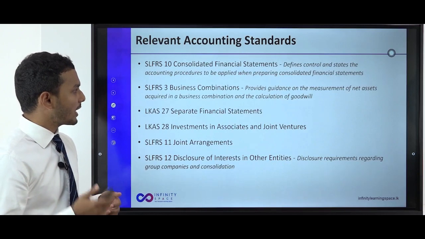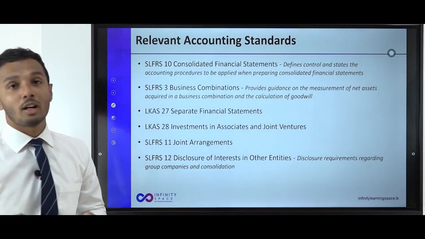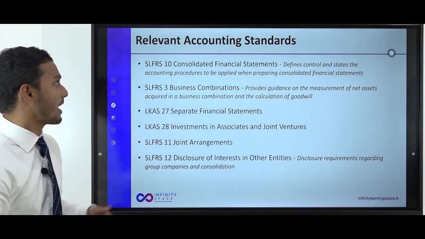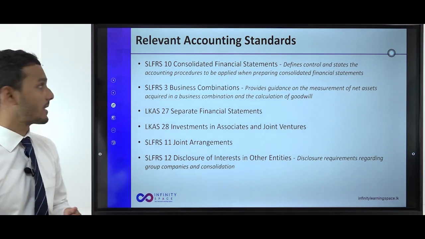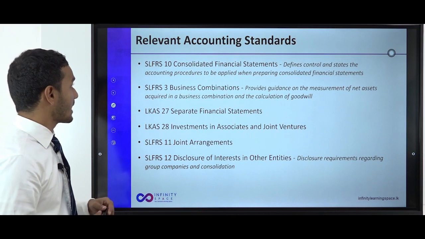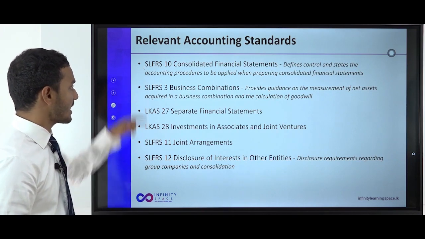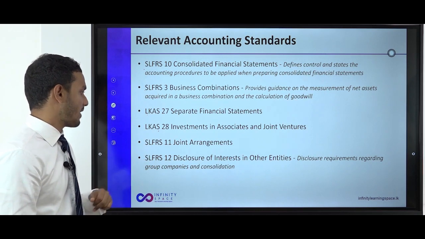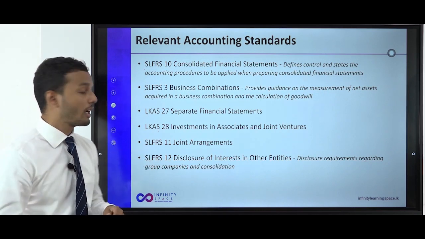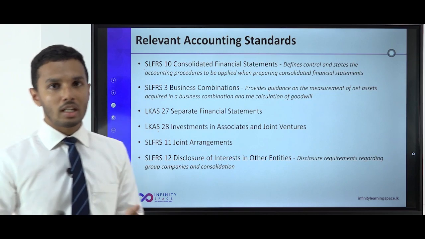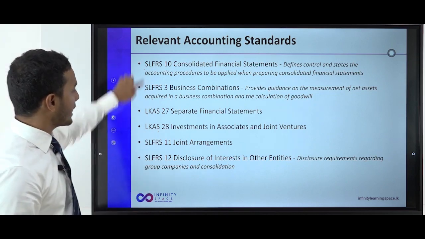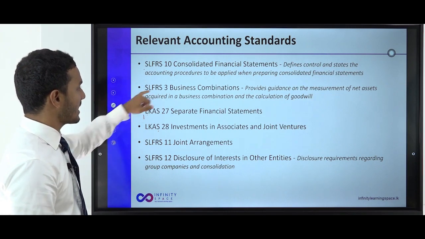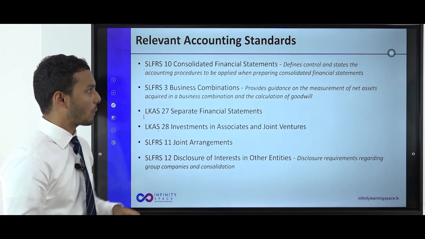Right. So the first thing we'll look at is the relevant accounting standards. What are the accounting standards that we have to follow when preparing consolidated financial statements? So we have 6 accounting standards beginning with SLFRS 10, SLFRS 3, LKS 27, LKS 28, SLFRS 11 and SLFRS 12. Right. So in this video, we will be focusing mainly on the first 3 standards. That's SLFRS 10, SLFRS 3 and LKS 27.